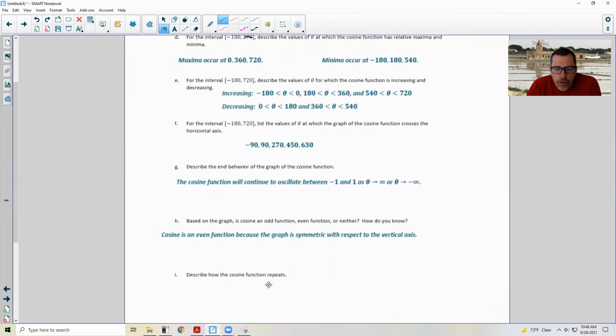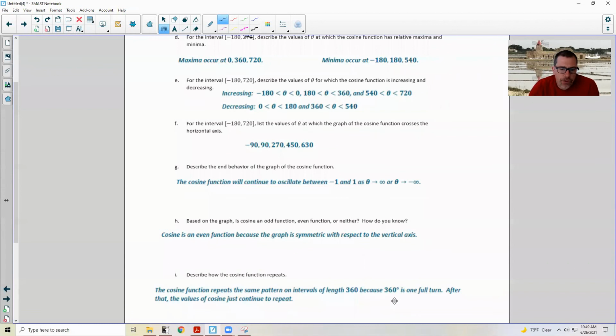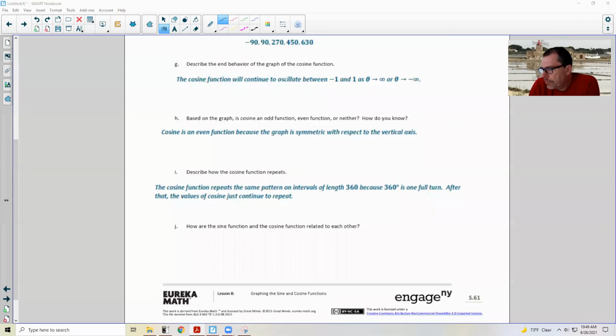I describe how the cosine function repeats. Okay, the cosine function repeats the same pattern in intervals of length 360 because 360 degrees is one full turn. After that, the values of cosine just continue to repeat. Okay, finally, part J, how are the sine function and cosine function related to each other?